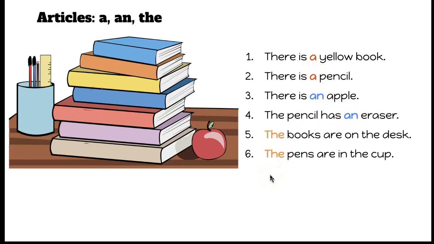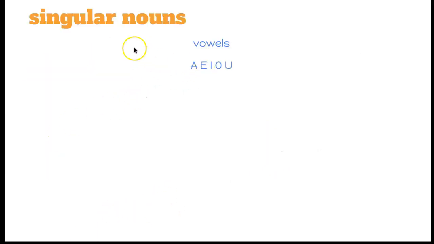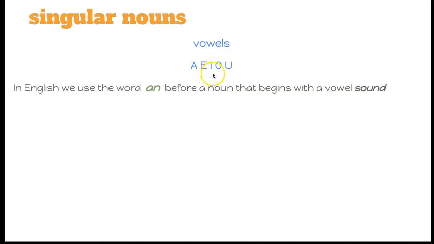Let's explore a little bit more about why we use the different articles. When the noun begins with a vowel sound, A, E, I, O, or U, we use the word an in front of it. Let's look at some examples. An apple. So the noun here is apple, and it begins with a vowel A. So we use the word an in front of it. Eraser starts with the letter E, so we use the word an.